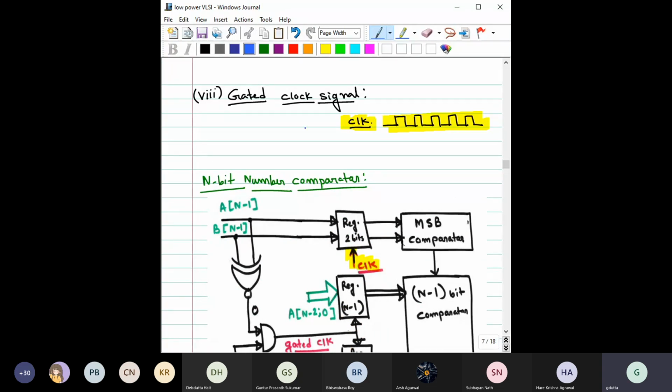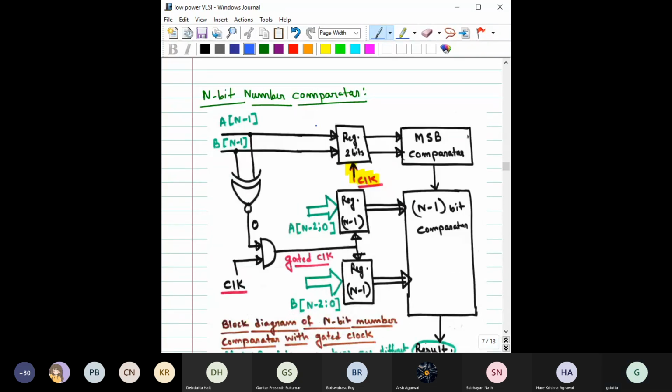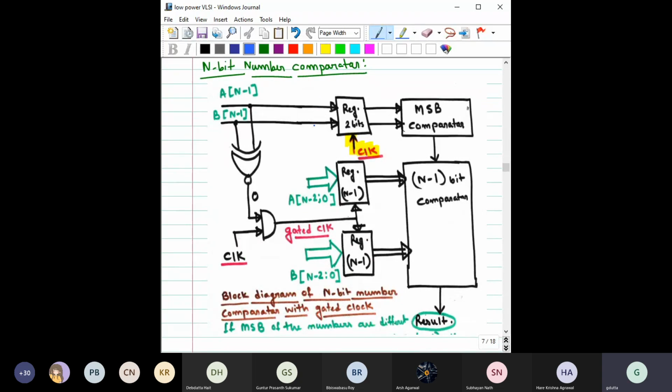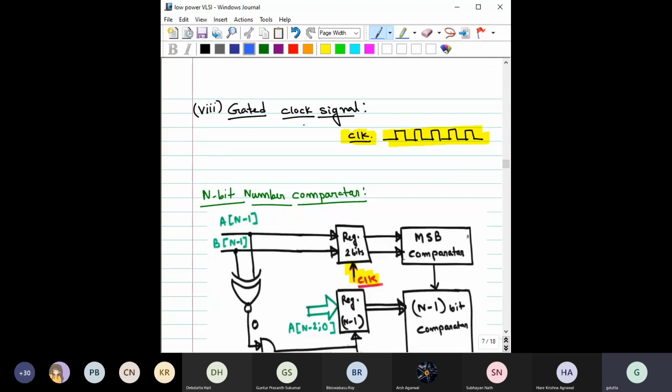So what do I mean by this gated clock signal? Suppose you have different blocks in a design, right? Suppose this is one of the blocks, which should be operating at all moments, right? So you have to feed the clock all the time here, because you want the output from this block all the time. However, suppose these are the blocks, number 1 and number 2.